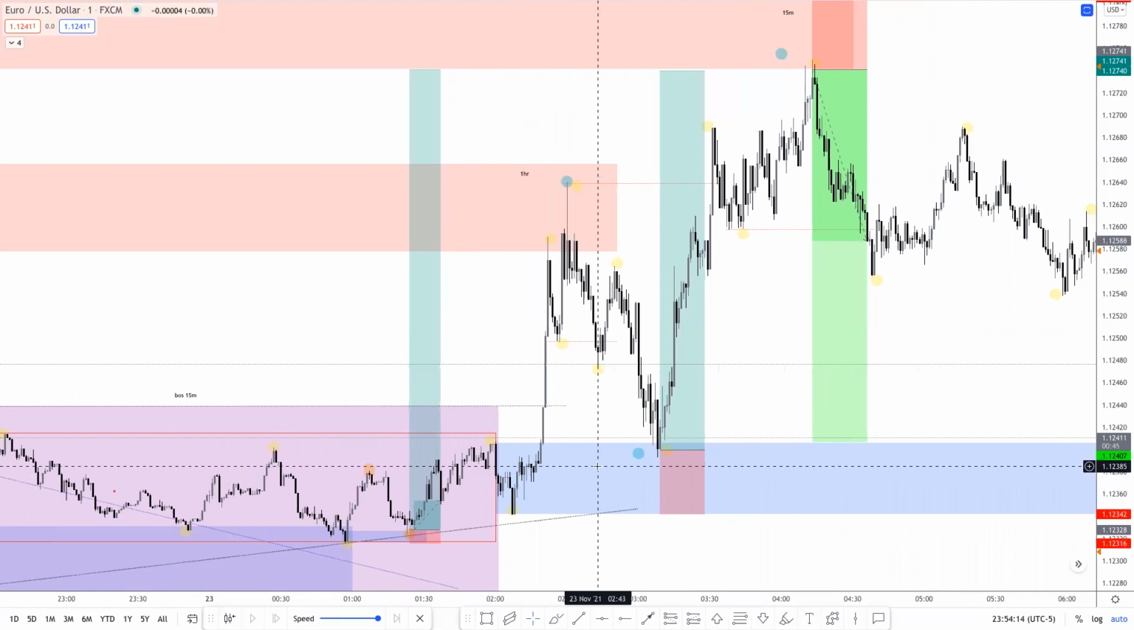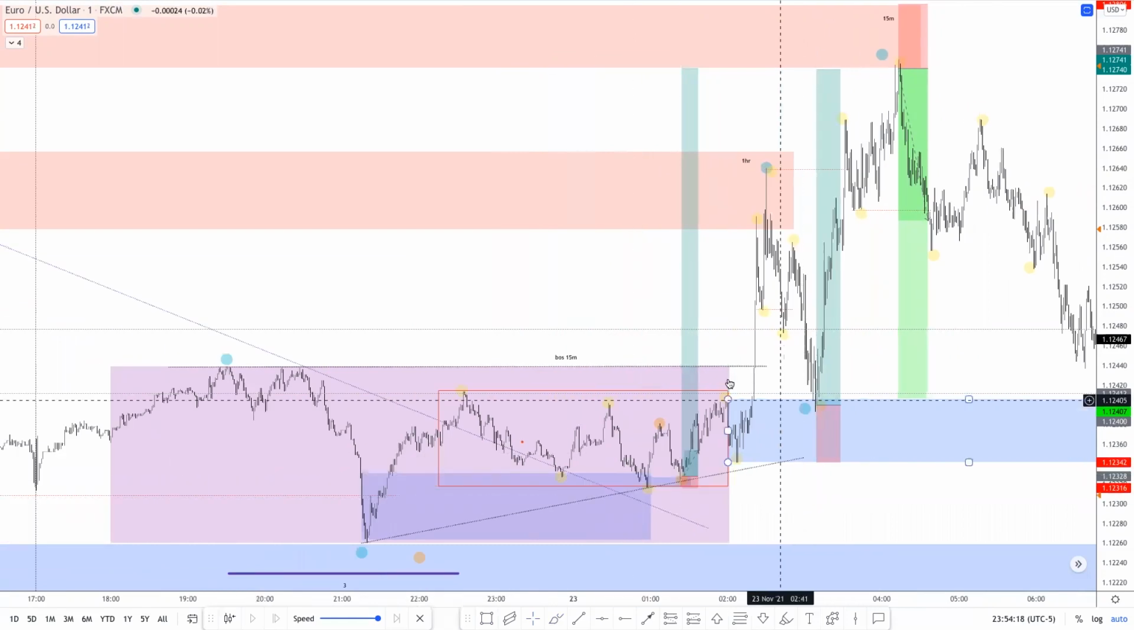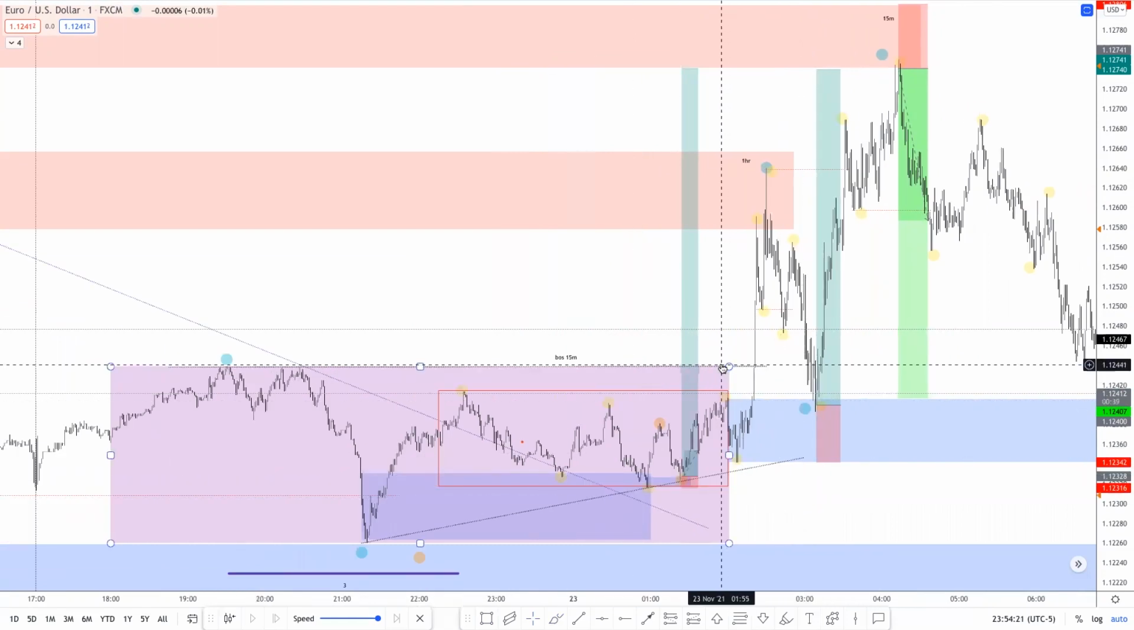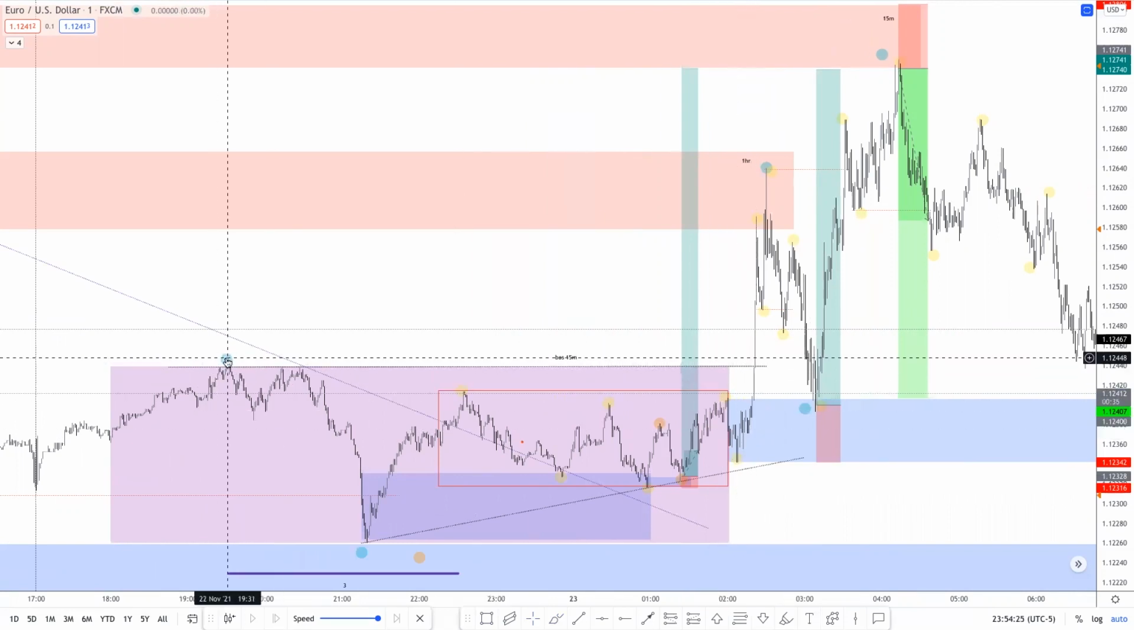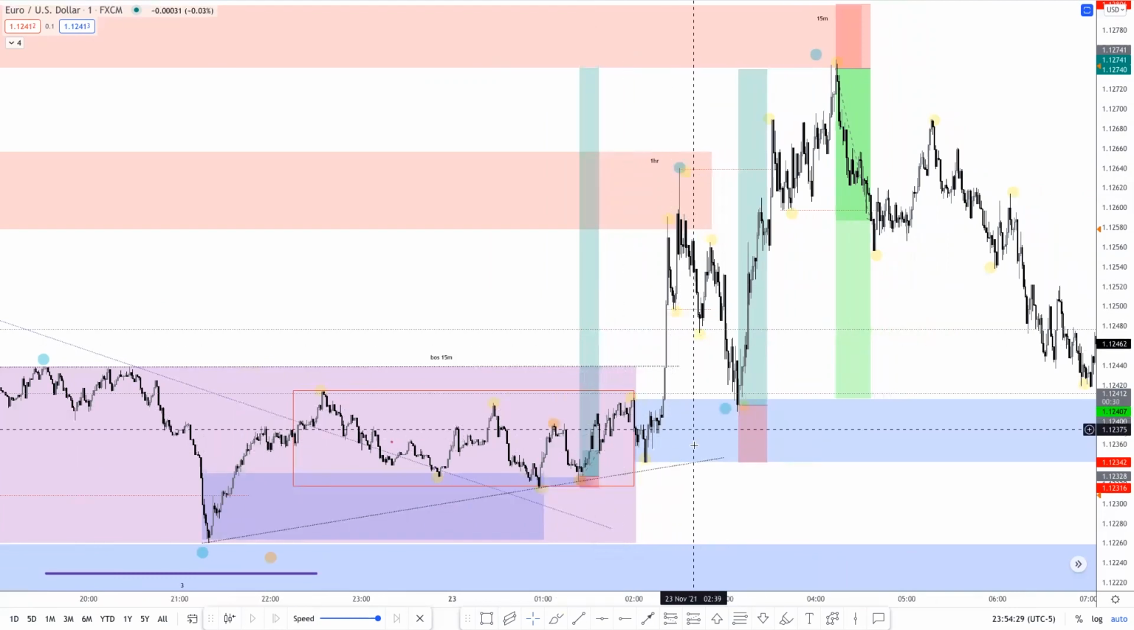Moving into these positions here, as the session was moving on, I saw that this 15-minute POI started to form once we kind of got out of Frankfurt. And the reason why I deemed it valid was not only because we had a daily cycle break and retest pattern, but we also had, again, this 15-minute break of structure, which allowed me to validate this POI here.